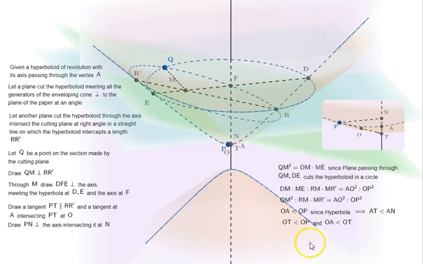OT is less than OP and OA is less than OP. Because of this proportionality, since AO square is less than OP square, we can say QM square is less than RM times MR prime, which means the locus of Q is an ellipse whose major axis is RR prime.